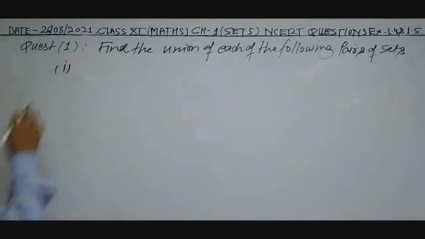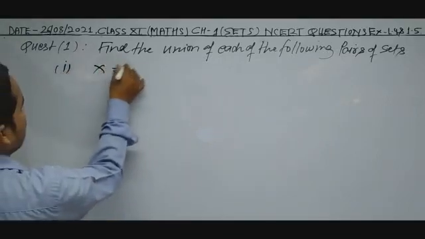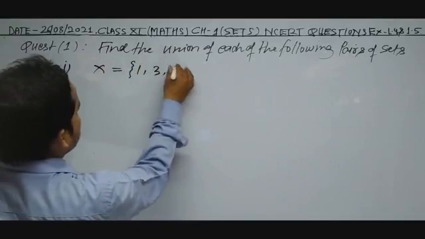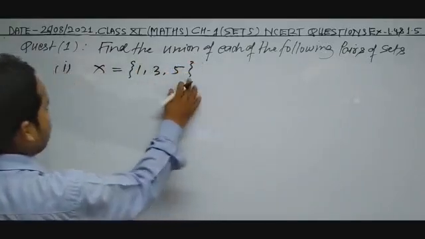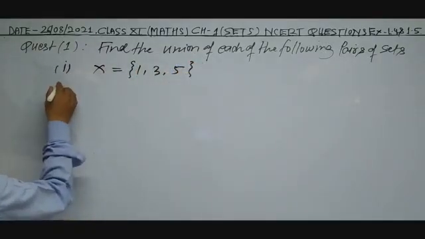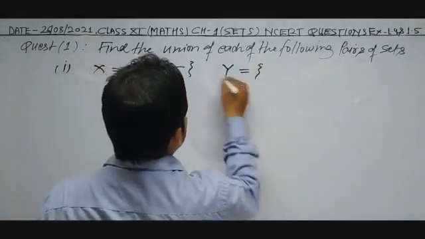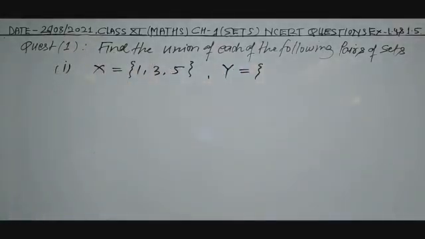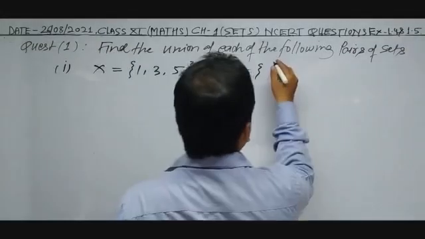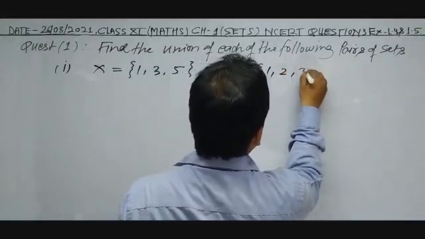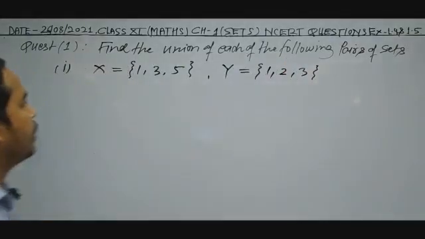First part is, suppose X is equal to {1, 3, 5}. This is a set of odd numbers. And Y is equal to the set of natural numbers less than 4. So 1, 2, 3, this is given. We have to find out the union.